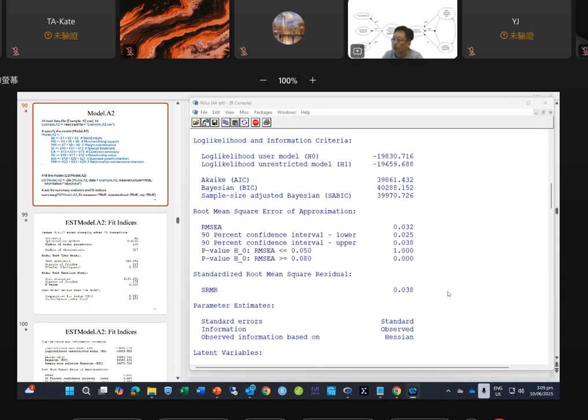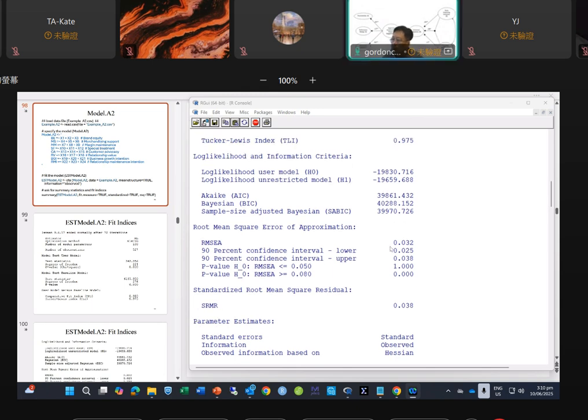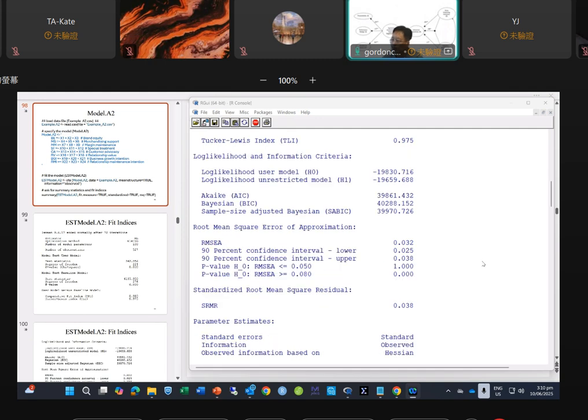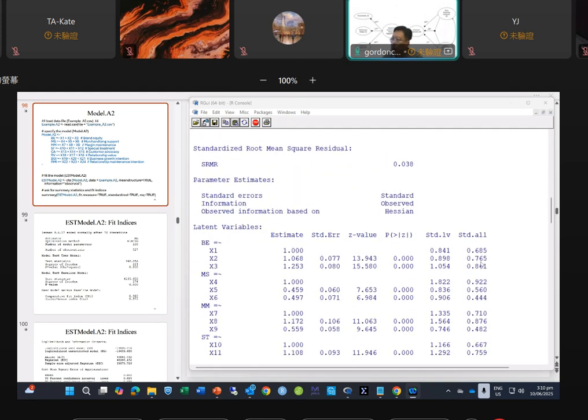Do you get it? Because our RMSEA is lower than 0.08, SRMR is lower than 0.08, and CFI higher than 0.95, our model fits the data well.